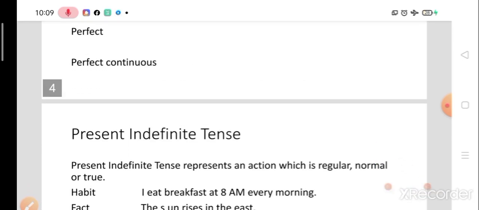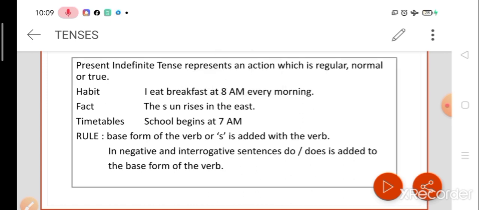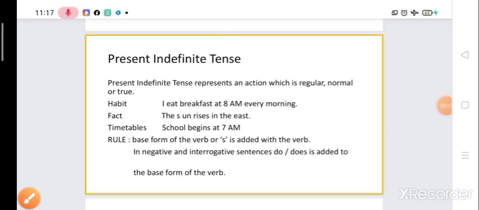So children, before we start discussing each and every type of tense, let us just recall that there are various forms of verbs. There is the base form or the root form, wherein we do not add anything to the verb, like the words eat, jump, drink, listen, run, walk. All these are the base forms of the verbs, the root forms.